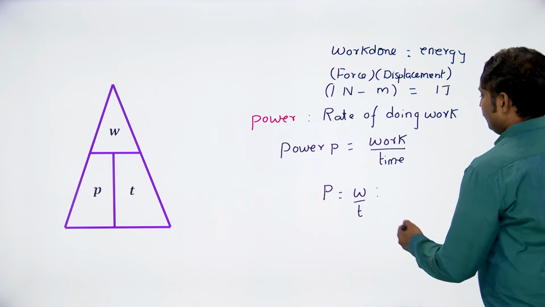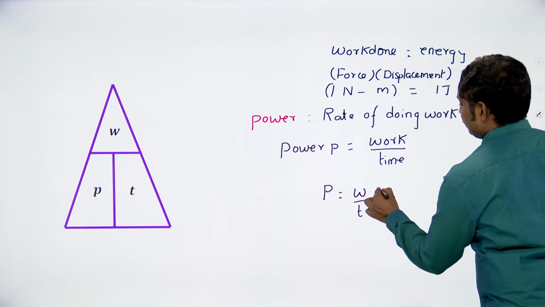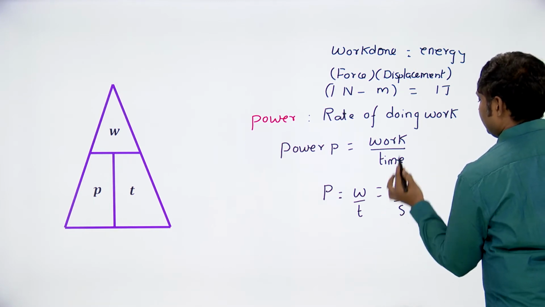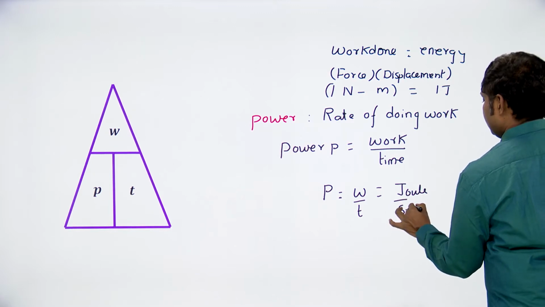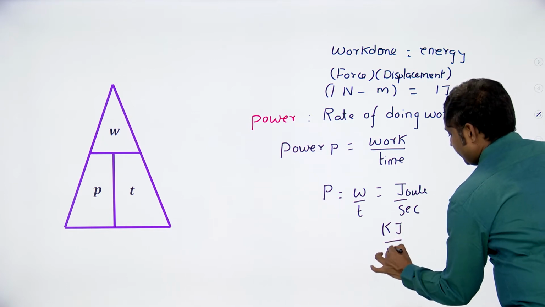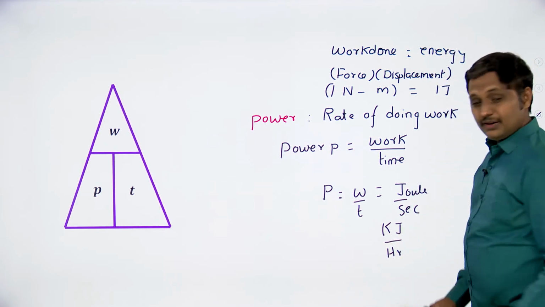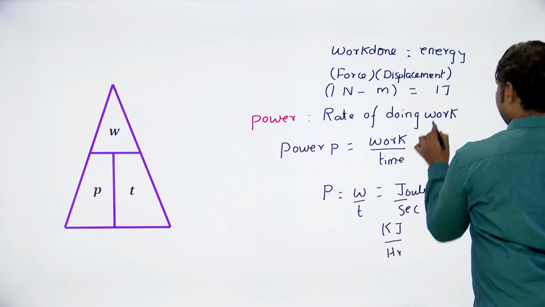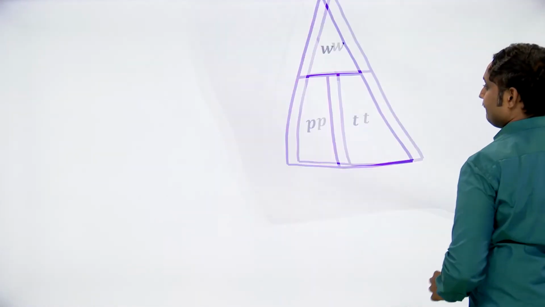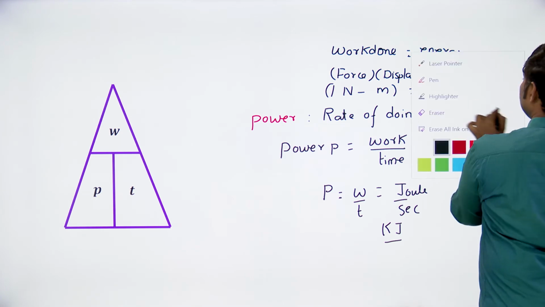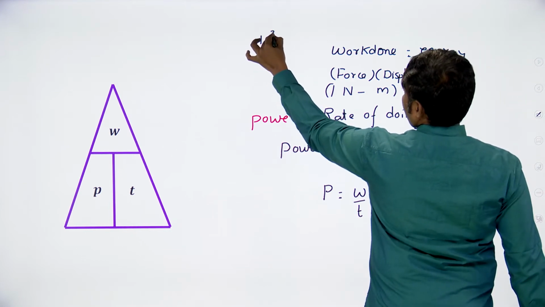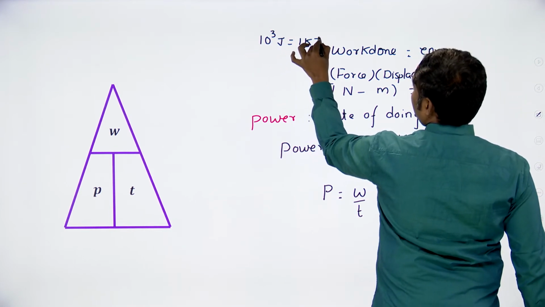Now, you are going to have a look at joule per second. Sometimes you can take kilojoule per hour. So, you will take that 10 power 3 joules is equal to 1 kilojoule. It is very clear.